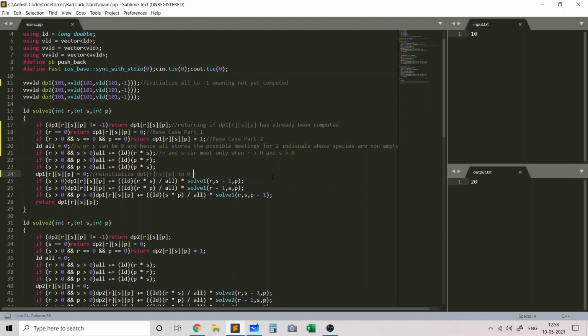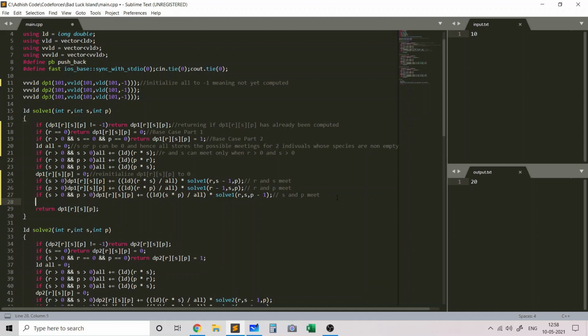Then there were three cases which I mentioned. If s is greater than 0, then r and s are meeting. If p is greater than 0, then r and p meet, and this would be the probability that they meet into the probability that r wins in the end. Similarly, if r and p meet, then it is the probability that they meet into the probability that r wins after they meet. And in the final case, if s and p meet, then we would add the probability that they meet.